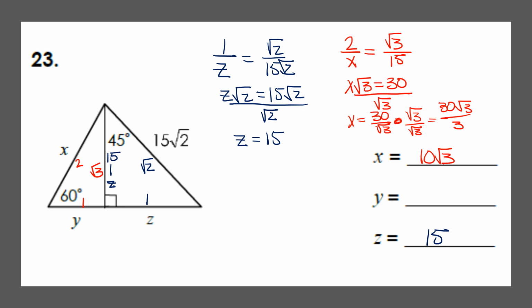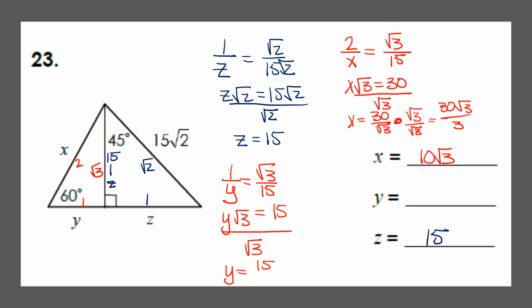To find y, I'm going to use the same method. 1 over y equals radical 3 over 15. So I have y radical 3 equals 15. I'm going to divide everything by radical 3. So I get that y is 15 divided by radical 3. I can't leave that radical in the bottom, so I multiply by radical 3 over radical 3, which gives me 15 radical 3 over 3. And I can divide 15 by 3 evenly, so it is 5 radical 3 for y.